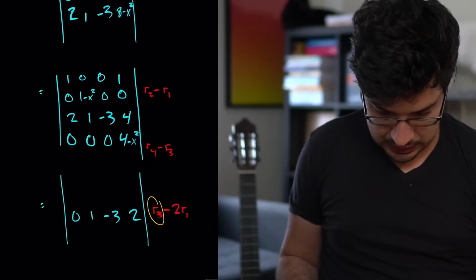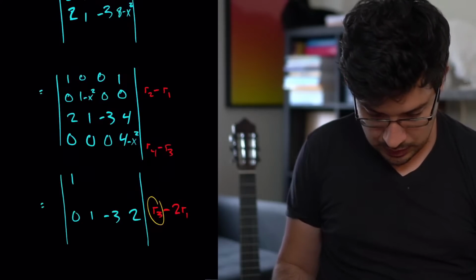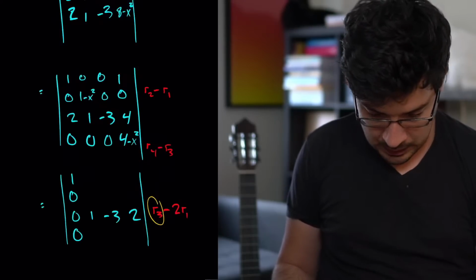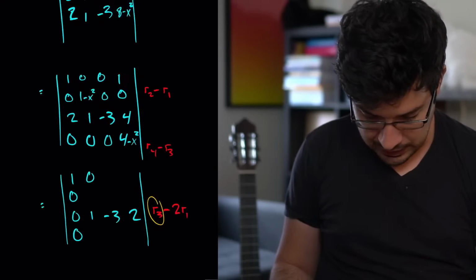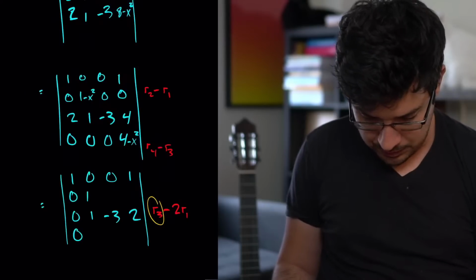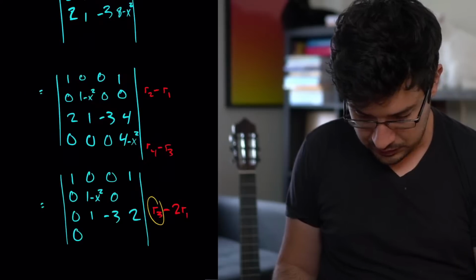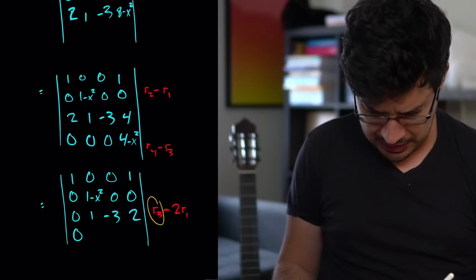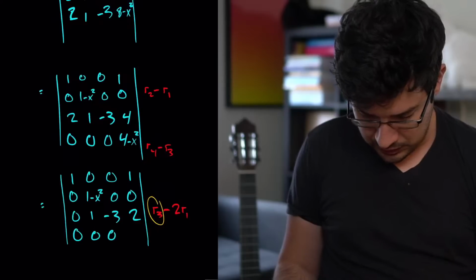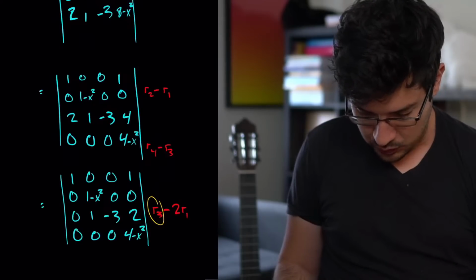Now we've got a nice column of zeros in the first column, and everything else is the same. 1, 0, 0, 1, 1 minus x squared, 0, 0, 1 minus 3, 2, and then 0, 0, 4 minus x squared.